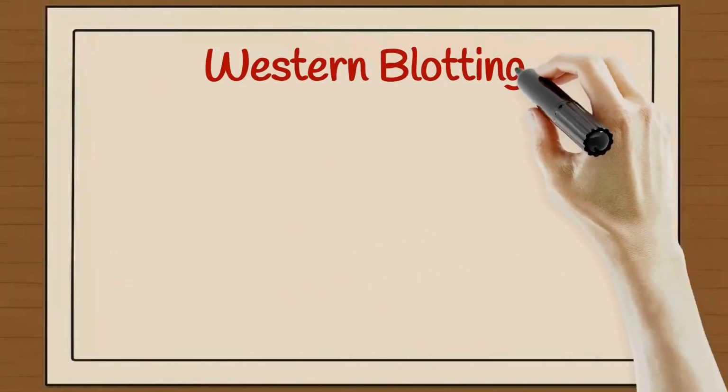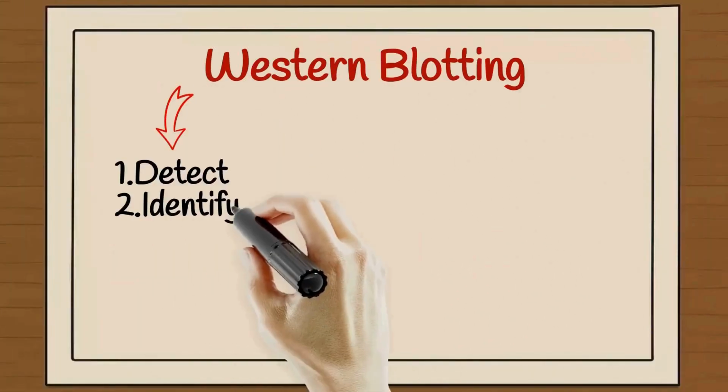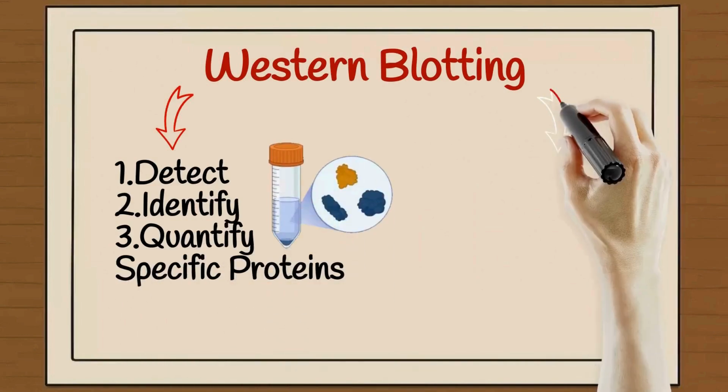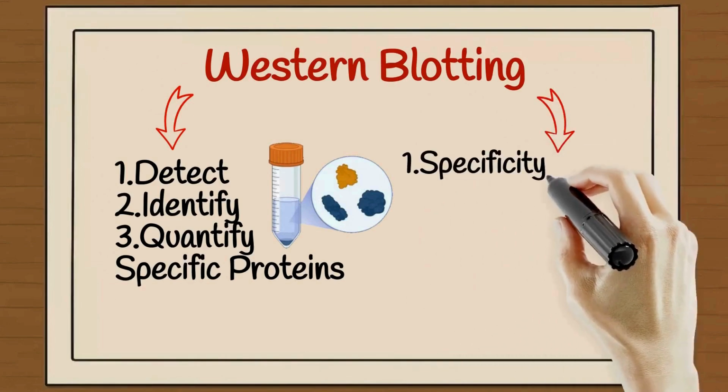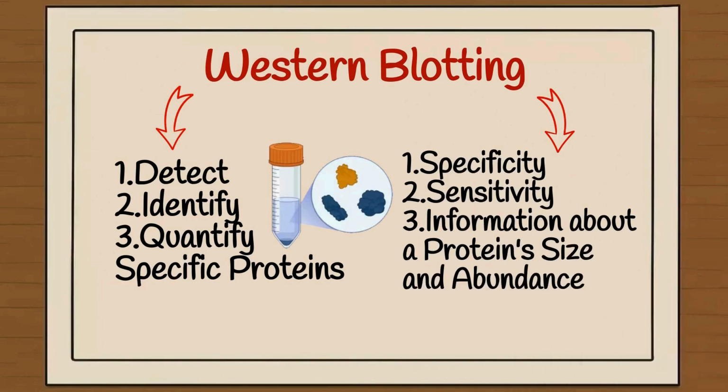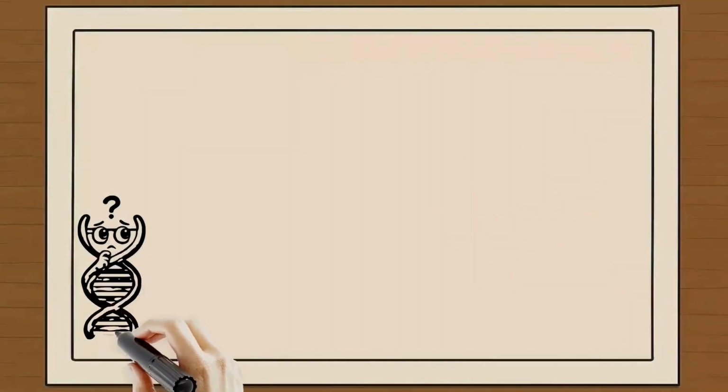And we're back. The Western blot is a core technique in molecular biology and biomedical research used to detect, identify, and quantify specific proteins within complex mixtures. It's valued for its specificity, sensitivity, and ability to provide information about a protein's size and abundance. So why do we use it?